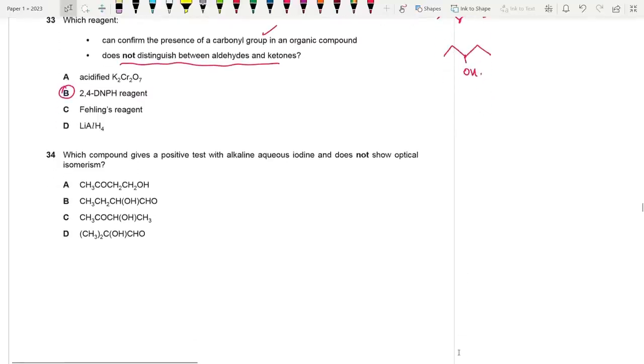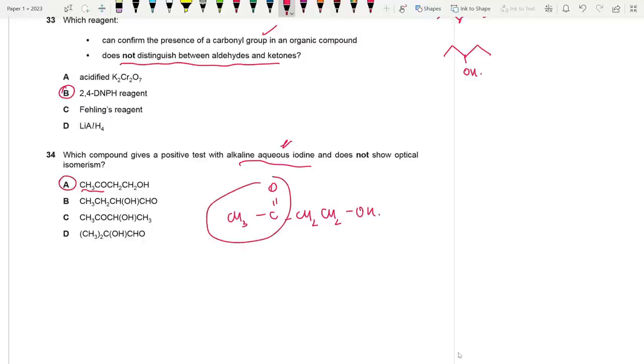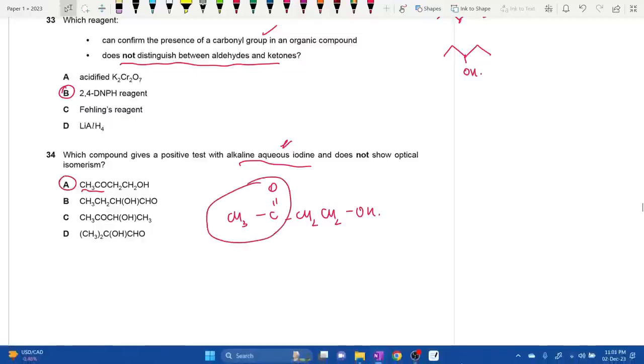Which compound gives a positive test with alkaline aqueous iodine but does not show optical isomerism? Okay, so this is a methyl ketone. It is positive for methyl ketones. So CH3COCH2CH2OH, and in fact this does not have any chiral carbons. Look, it has a methyl ketone but no chiral carbons. So 34 is A.